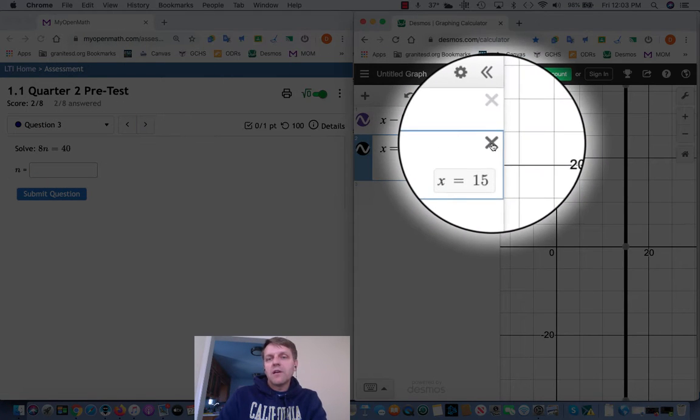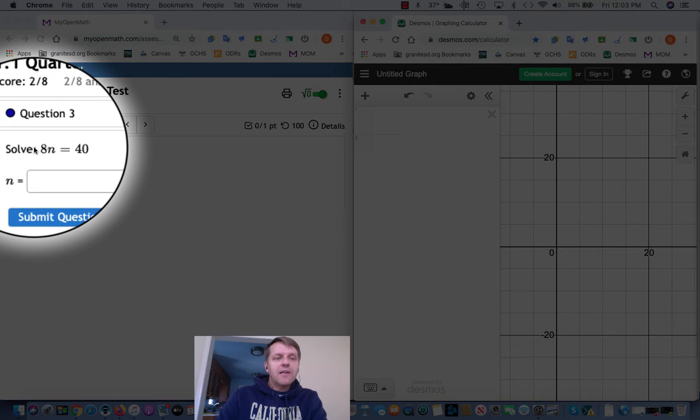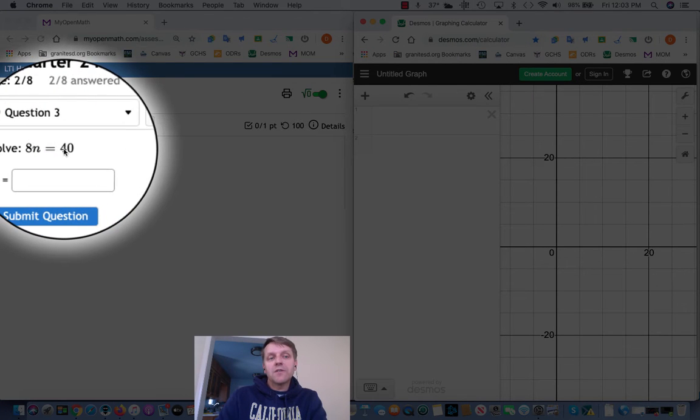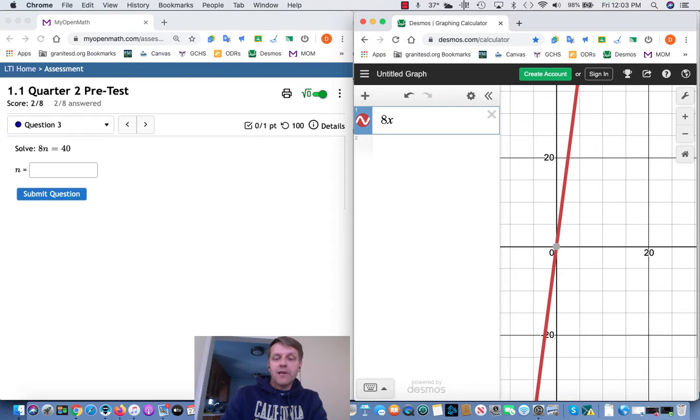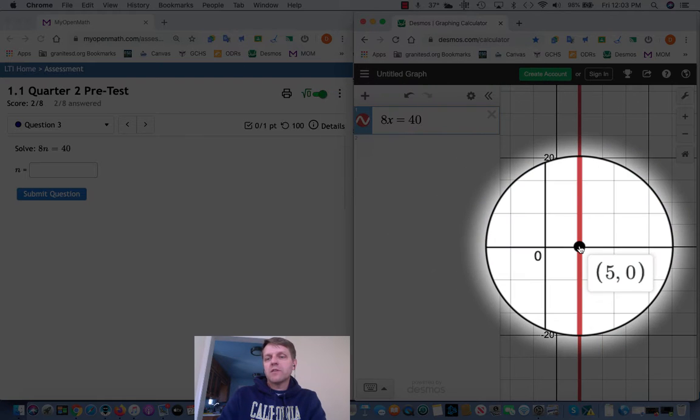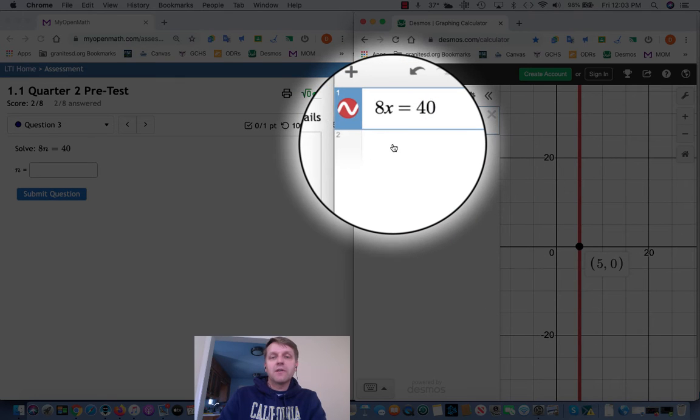They're all good. So this one says 8 times a number is 40. So what number would that be? 8 times something is 40. Well, you could do it on your fingers: 8, 16, 24, 32, 40. So I think 8 times 5 is 40. You could also use Desmos. If you use x, 8 times x is 40. And you can see that the answer is 5.